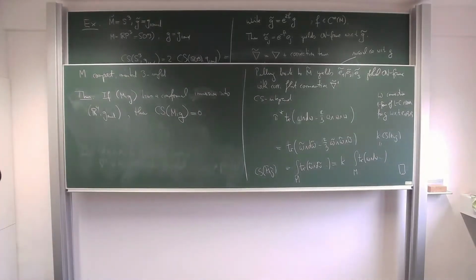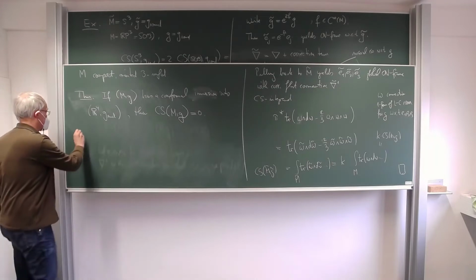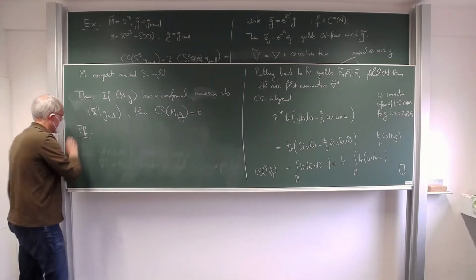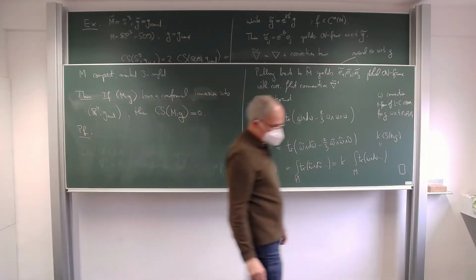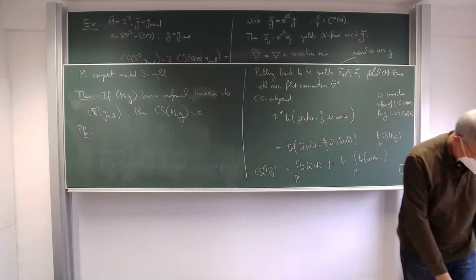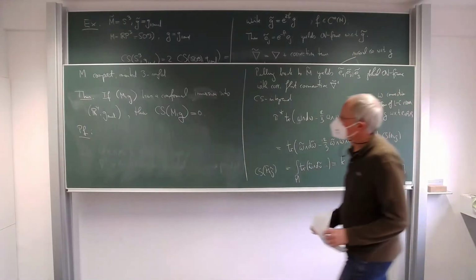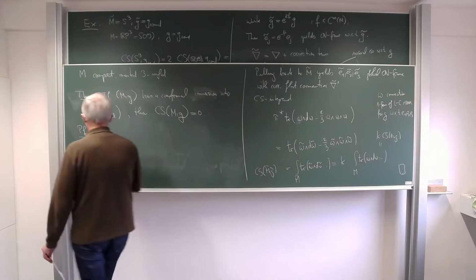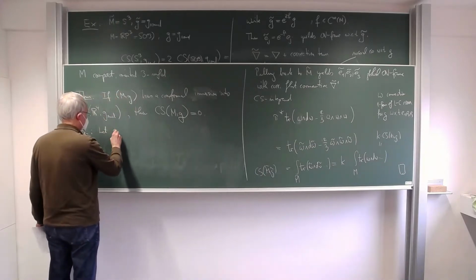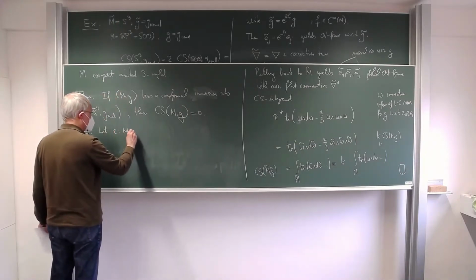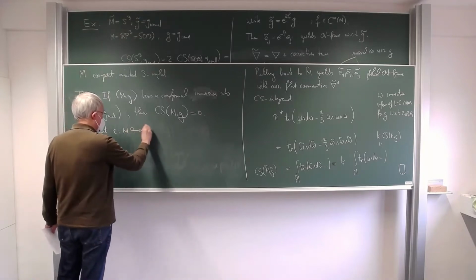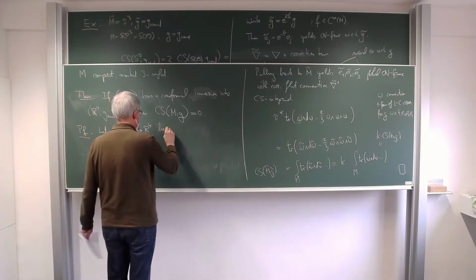And so you can use this to rule out conformal immersion. So let's see why that is true. I will do that. All right, so let's assume we have a conformal immersion. So let iota from M into R4 be a conformal immersion.